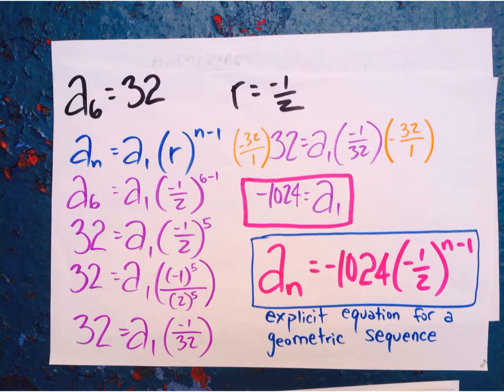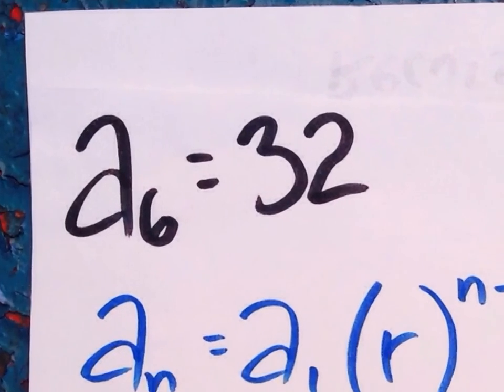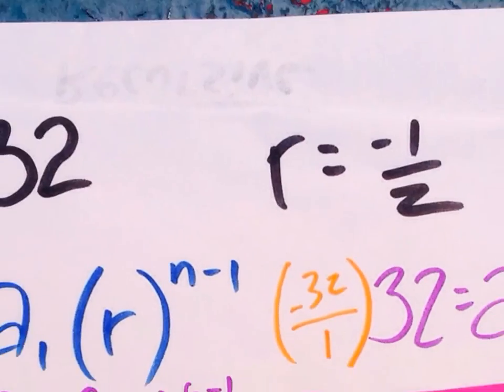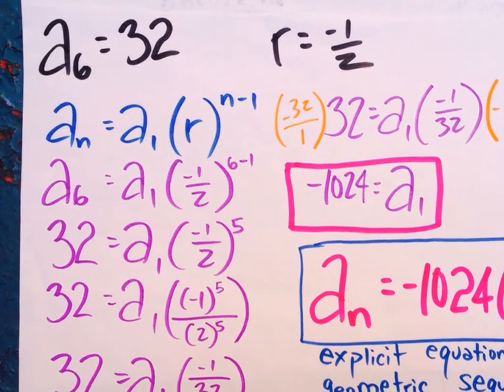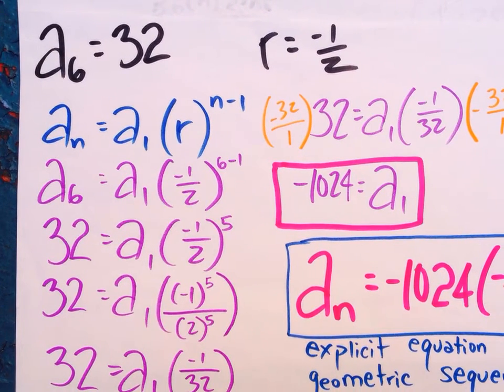Let's do this one more time. So let's say we're given the sixth term and the ratio. If the sixth term in this sequence is 32, the ratio is negative 1/2. What we do, using this formula, is plug in a sub 6 equals a sub 1, which we need to get by itself, multiplied by the ratio raised to 6 minus 1, because this is the sixth term, and this is n minus 1, right? We are then going to change a sub 6 to 32, because that information is given, equals a sub 1.